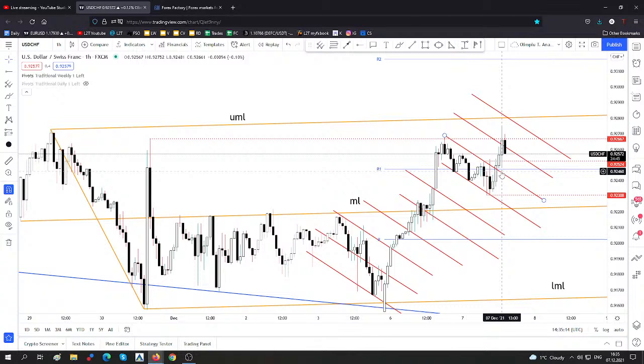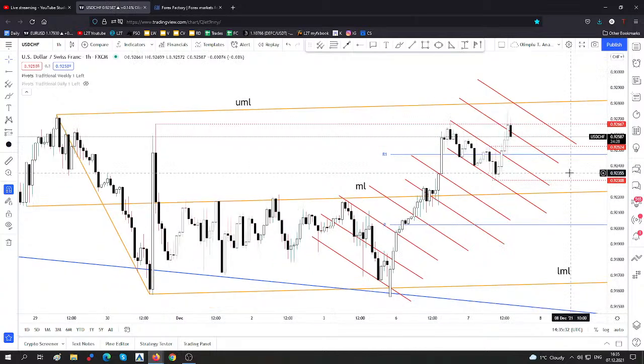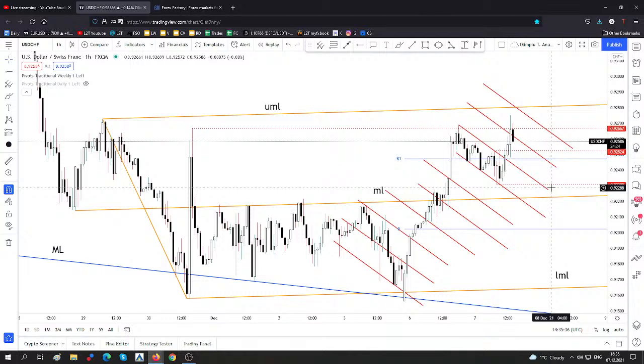So the dollar index's rally forced this pair to grow as well. We have something like a strong positive correlation between the dollar index and the US dollar versus the Swiss franc, but let's wait to see how the pair will react here around 0.9266. Maybe the bias is still bullish in the short term as long as it stays above 0.9252, above the weekly R1 0.9247. Okay, let's wait.